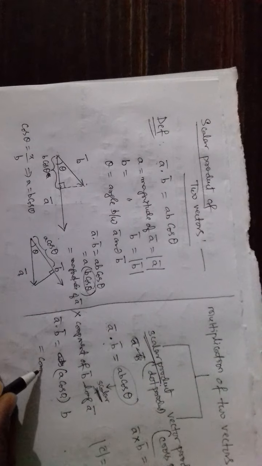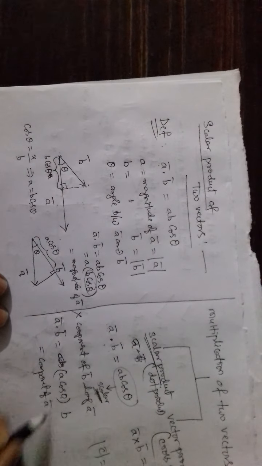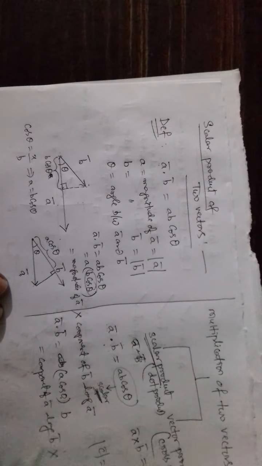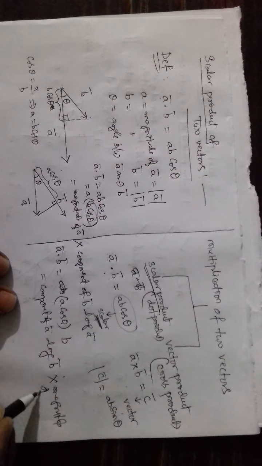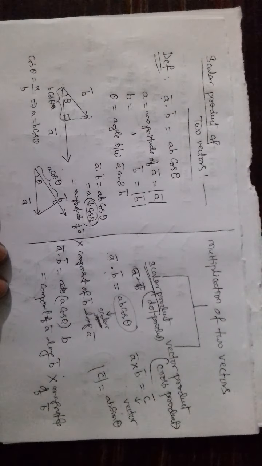So now what you can write? Component of a along b into magnitude of b vector. So in this way also we can write.